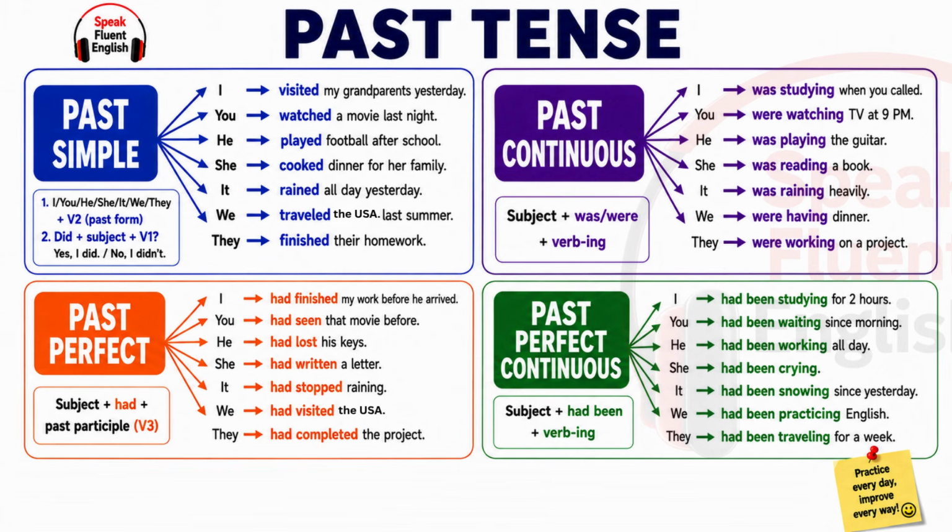Past perfect. Then we'll learn the past perfect. We use the past perfect to talk about an action that happened before another action or time in the past. For example, I had finished my work before he arrived.